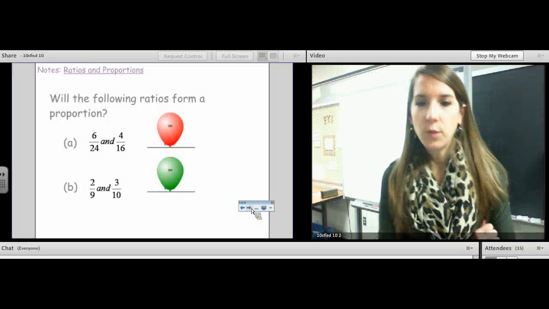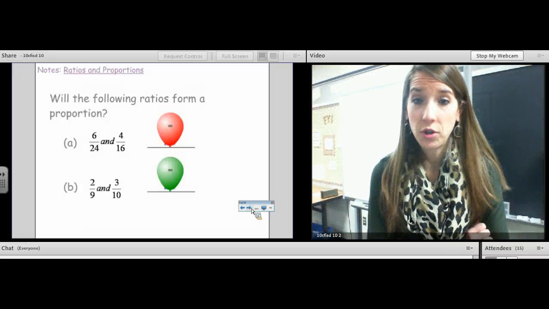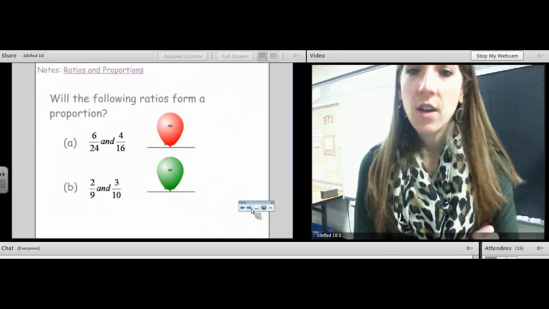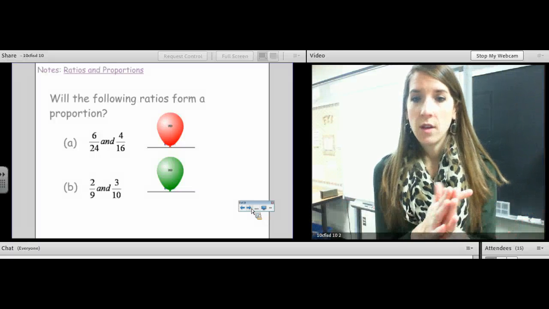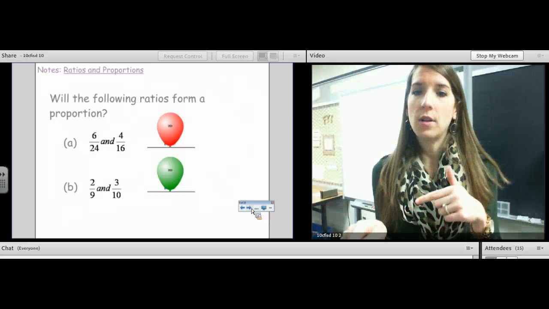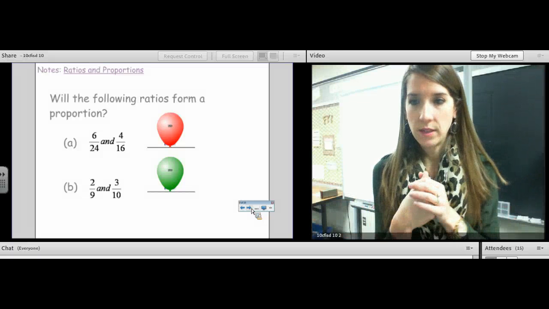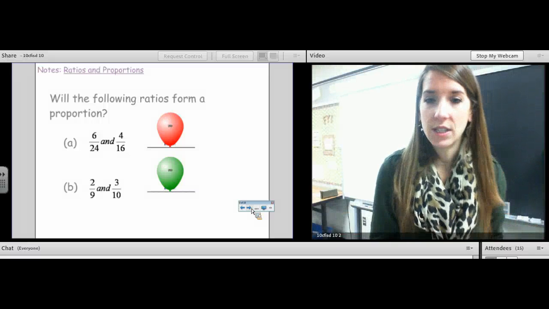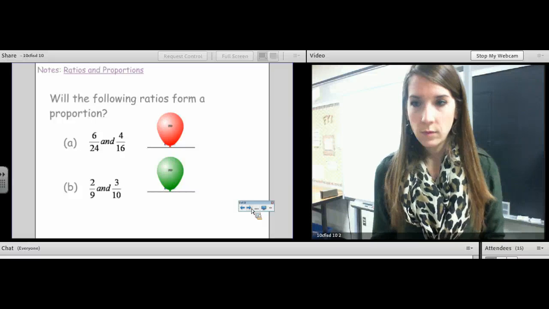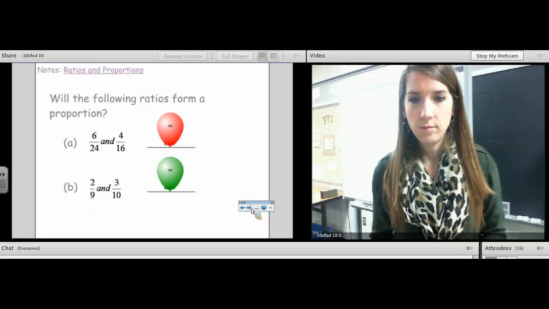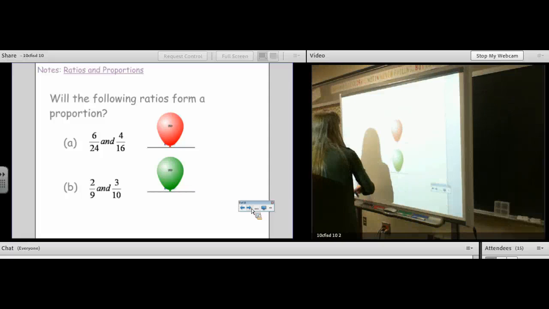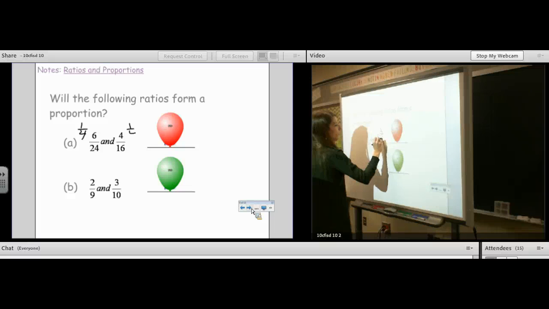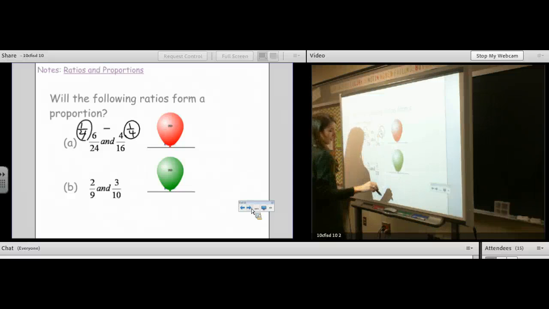Will the following ratios form a proportion? So two ratios are proportional if they are indeed equal. There are multiple ways to try this out. One way is you can cross multiply. Does 6 times 16 equal 4 times 24? That's one way to do it. Another way you can do it is just reduce both of them. What is 6/24? 1/4. And what is 4/16? 1/4. So does the 4th equal a 4th? Yes.